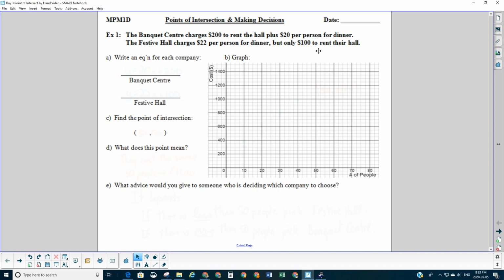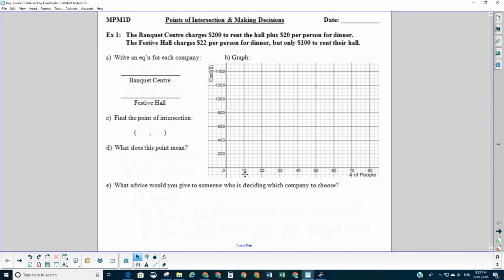So this is a classic conundrum. Like, which one should we pick? Because obviously, this one's $200 versus $100, so that's going to be more expensive, but they charge less per person, whereas these guys charge more per person. So it's really hard to tell which is the better deal. So the answer to this question about which is better is it depends. It depends on how many people are showing up.